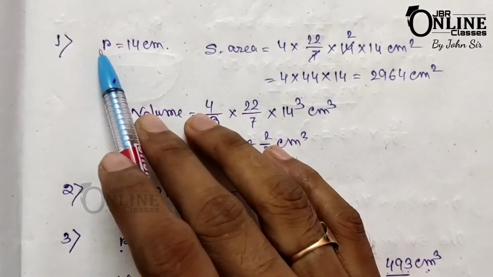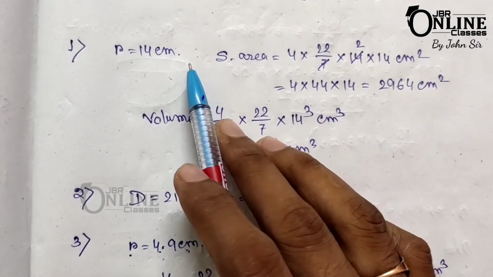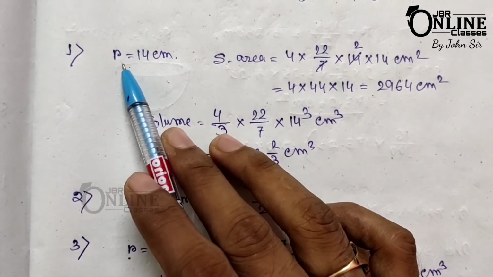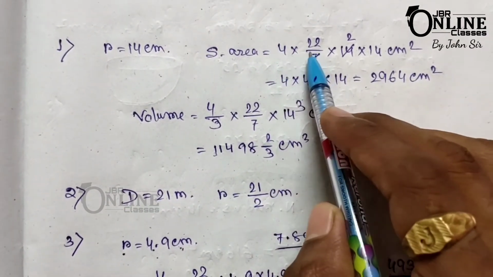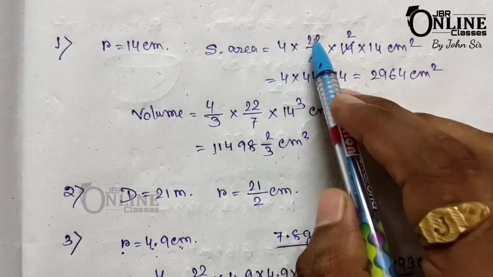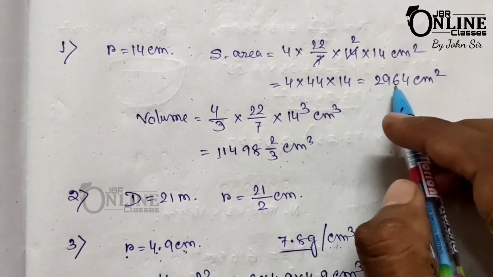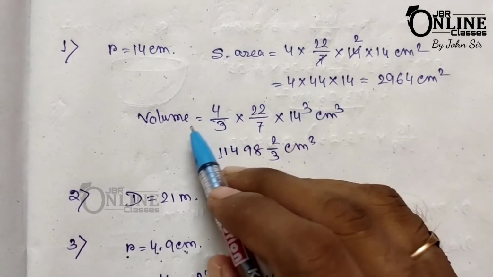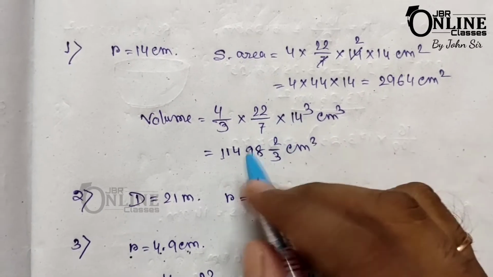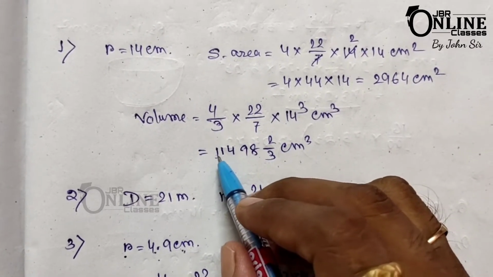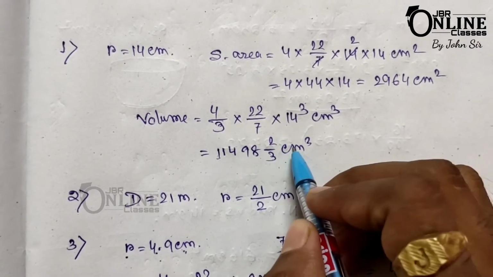Now sum number 1. Find the surface area and volume of a sphere of radius 14 centimeter. Here r equals 14 centimeter, then the surface area formula is 4 pi r square. So 4 into 22/7 into 14 into 14, and from that you will get 2464 centimeter square. Now next, volume equals 4/3 pi r cube. After calculation you will get 11498 whole 2/3 centimeter cube.